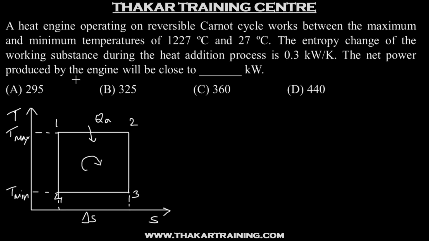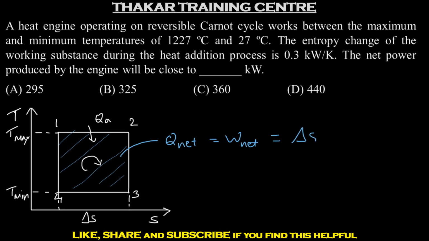And we are asked to find out the net power. From the first law for cycles, we know that W net will be the same as Q net, and Q net is nothing but this area. So how much is that area going to be equal to? We have delta S, that is the width, into this height. This height is nothing but T max minus T minimum. So here we now have the difference of temperature.